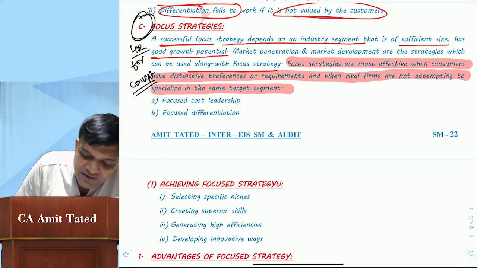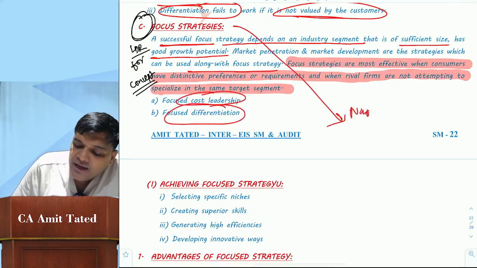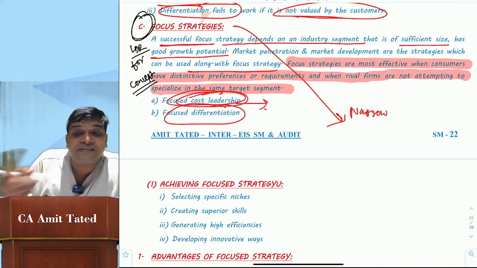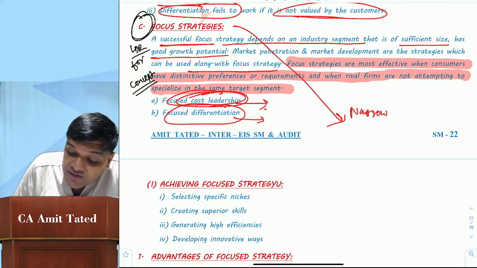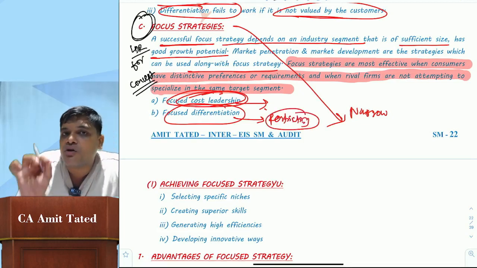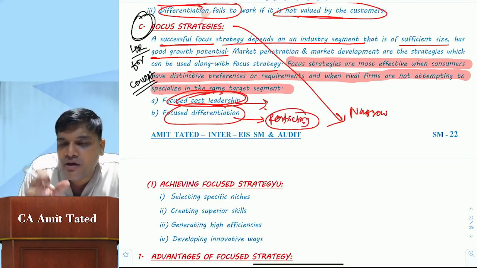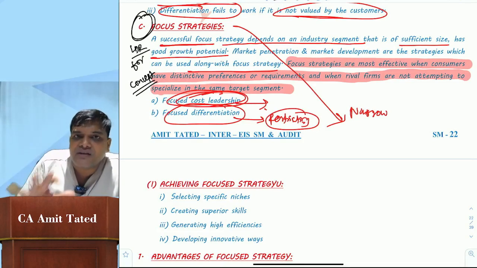Then focus cost leadership and focus differentiation. Remember, here the main word is which market? Narrow. Now my question is, focus cost leader, understood? Is focus cost leader the cheapest? No, but comparatively cheaper. And focus differentiation is where I'm restricting the market. Understood? If I am manufacturing something for small babies only, now this is a narrow market. This is what we need to understand very clearly.